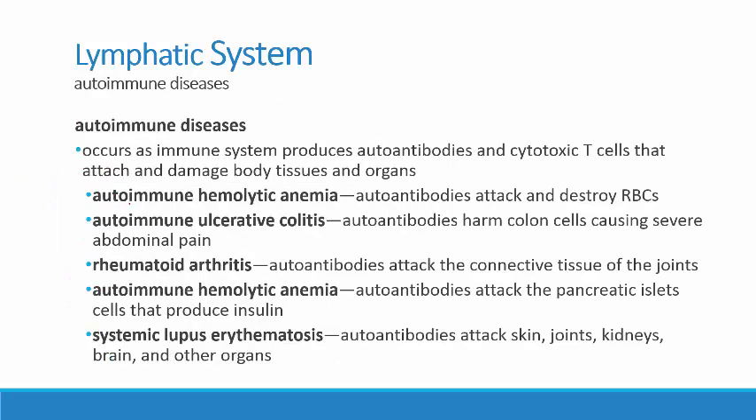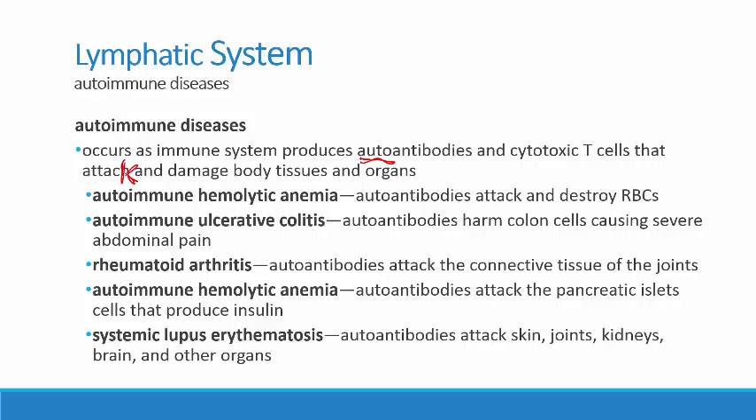Okay, so we're getting close to the end here. Let's look at autoimmune diseases. These are diseases that occur as the immune system produces what are termed auto-antibodies, so self-antibodies, and then cytotoxic T cells that will attack (that shouldn't say attach, it should say attack) and damage and sometimes kill cells in body tissues and organs.